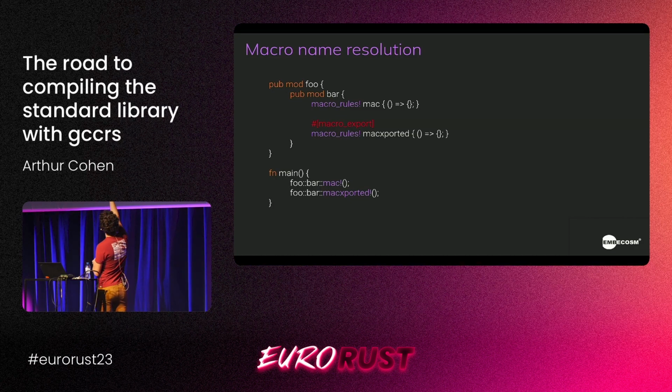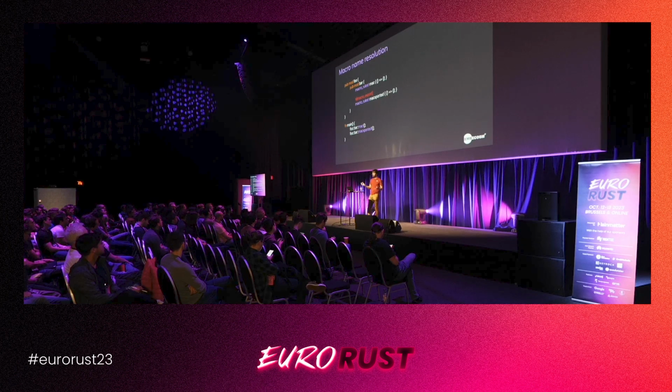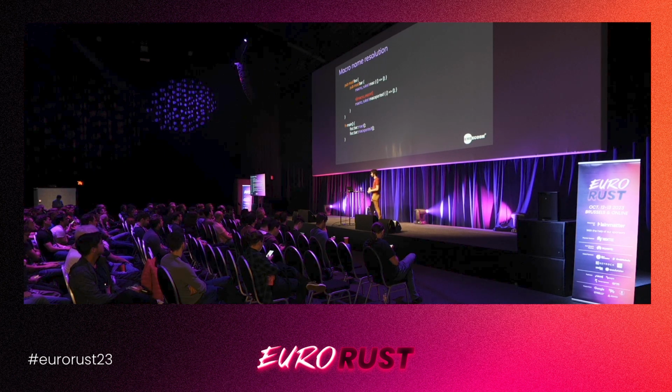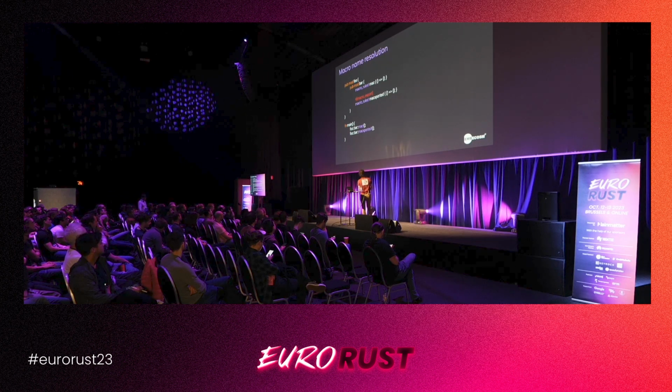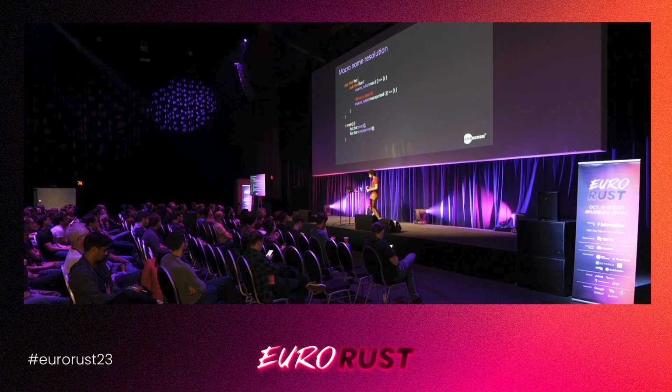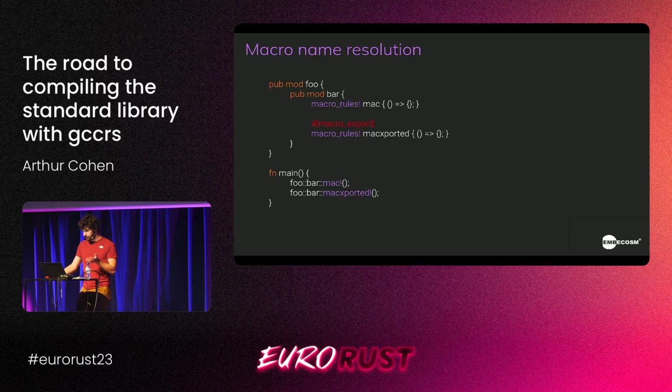And the macro exported one is also going to be visible from the root of your crate. Okay, but both of these macro invocations are not correct, and they're going to fail. The compiler is just going to tell you, well, I can't find mac in foo bar, but mac is right there. I can't find maxported in foo bar, but again, it's right there. So at this point, you have 2 solutions.